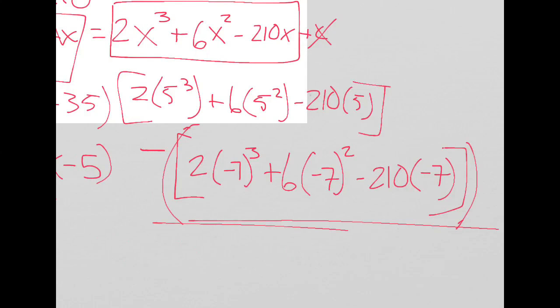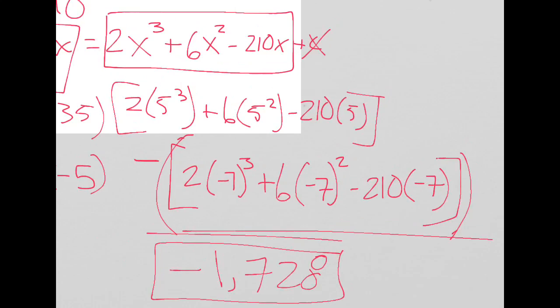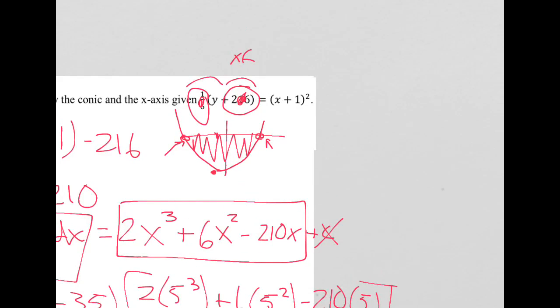So simplify all of this out, and you should find that you get negative 1,728. Again, we know that the area has to be negative because we're dealing with an area that is below the x-axis. So there you have it.